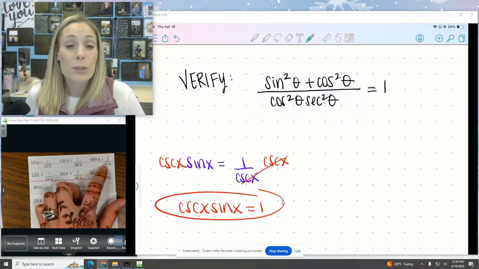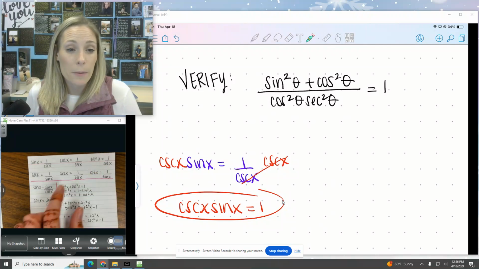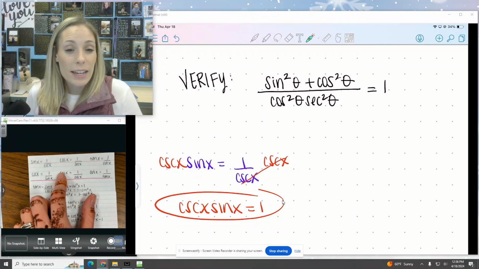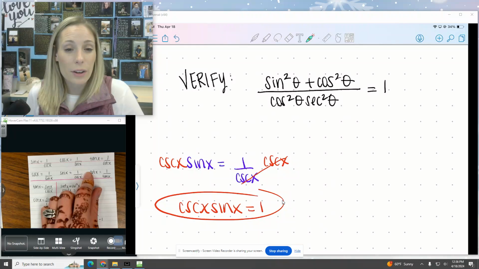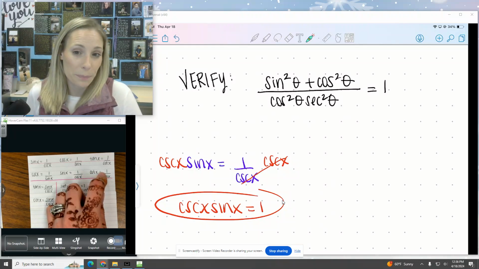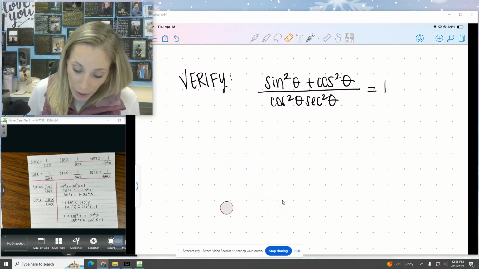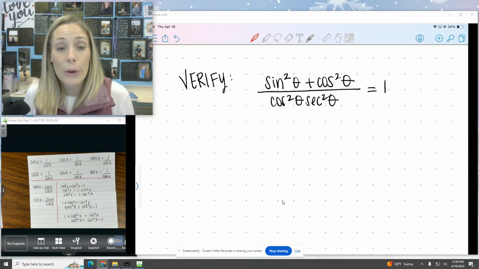Tangent of x times cotangent of x is 1. Cosecant of x times sine of x is 1. Secant of x times cosine of x is 1. Cotangent times tangent is 1. So I just wanted to draw attention to that, just so that you know, anytime you multiply by a reciprocal, it's 1.